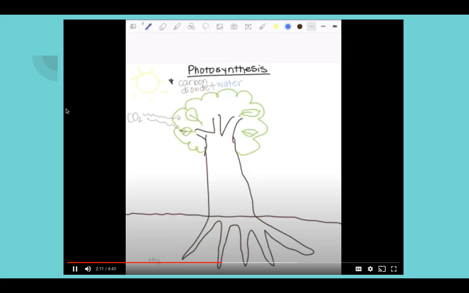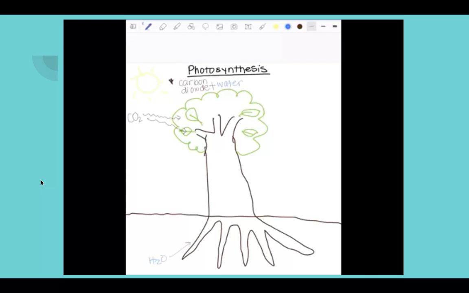Next, we are going to add the next piece, which is our water. Again, I wrote water up there. Down here, I'm writing H2O. That's just the molecular formula for water. And I'm drawing these arrows that point the water going up into the roots. That is what draws the water into the plant.